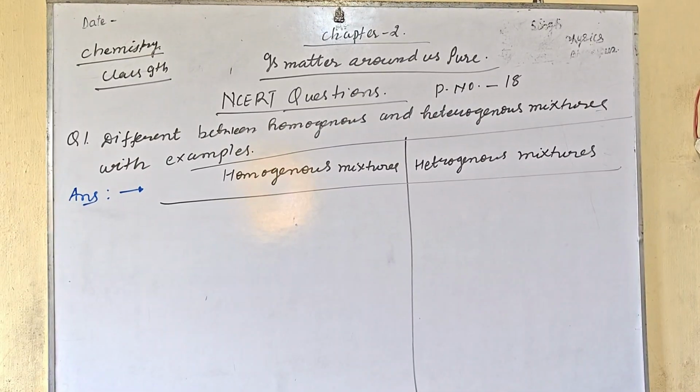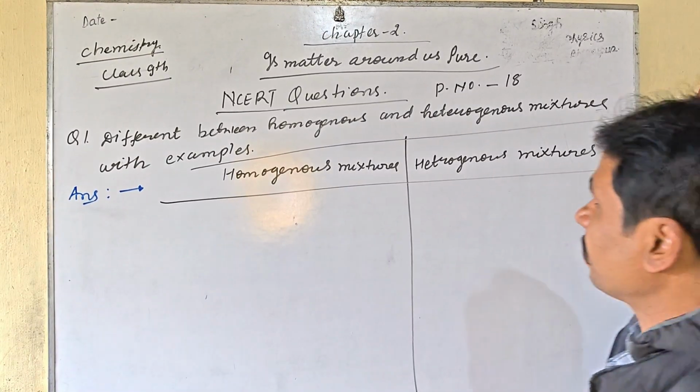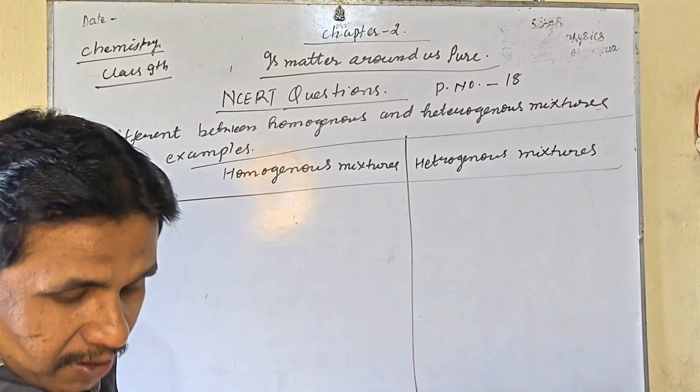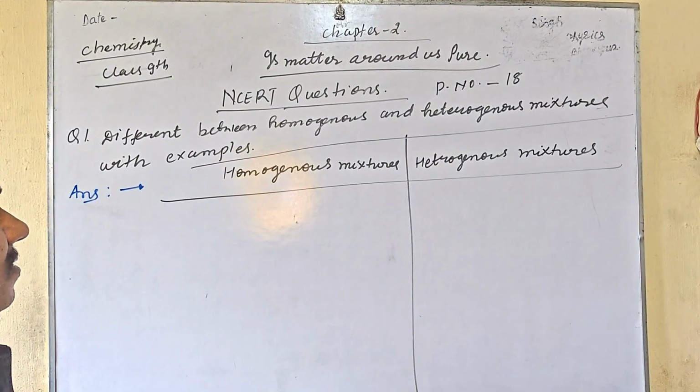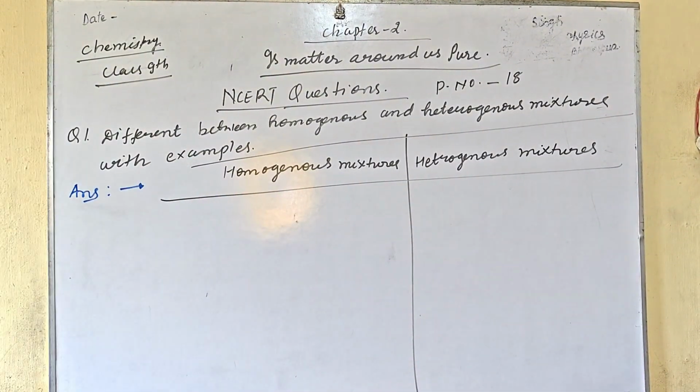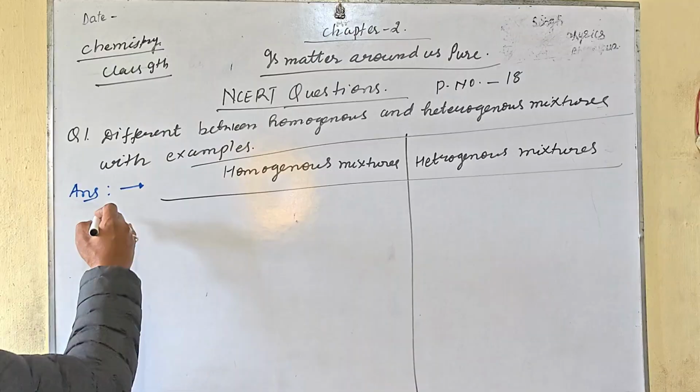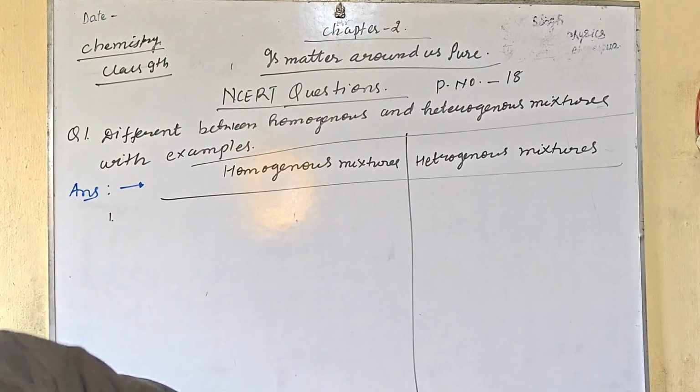Good morning student. Today I am going to teach you the chemistry class 9 chapter number 2, Is Matter Around Us Pure. The question is the NCERT question on page number 18: difference between homogeneous and heterogeneous mixture. Right now we are going to differentiate between the homogeneous and heterogeneous mixture.